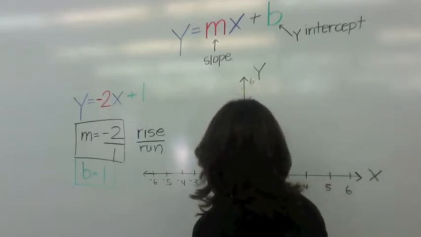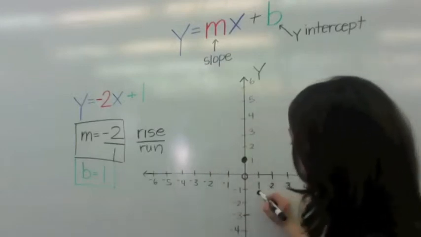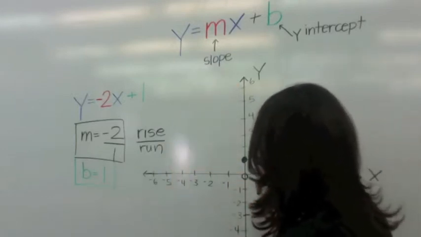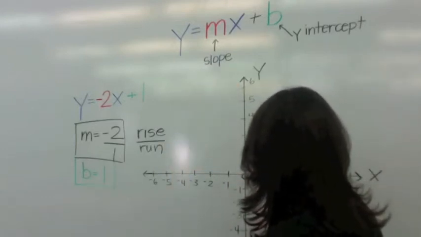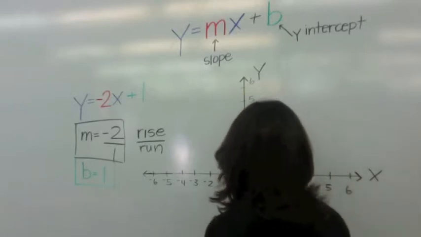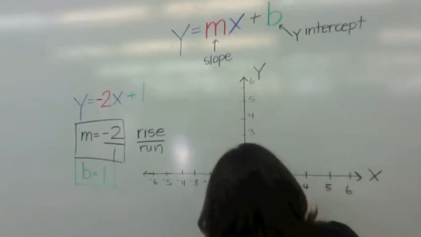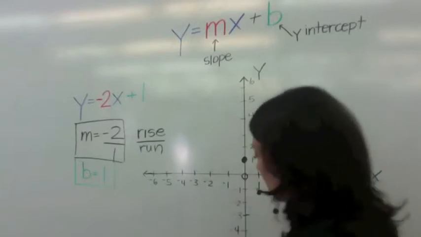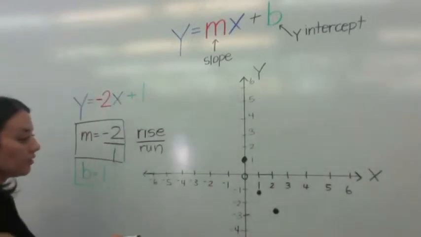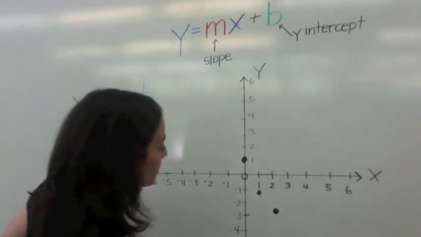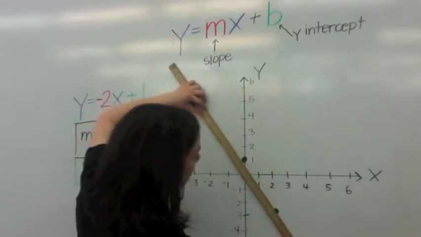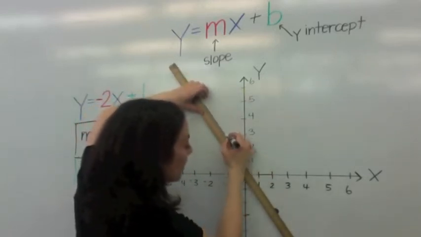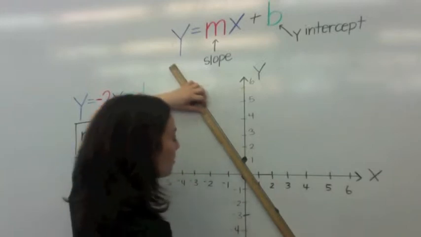Okay, so there's your new coordinate point. From this point, you're going to go down 2 again, 1, 2, and over 1 to the right. Okay, so you have 3 dots or 3 coordinate points. Now you can make your line. You can graph your line.